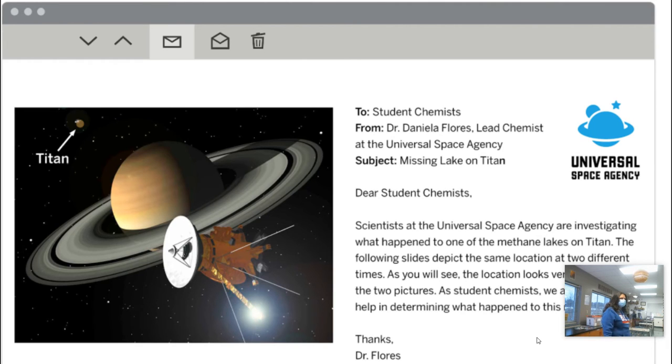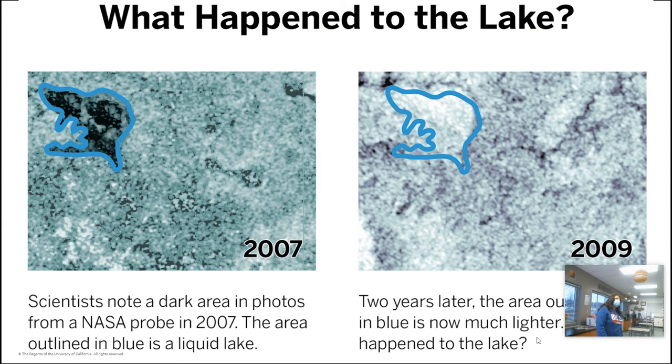We're done with earth science. And in this particular unit, we are talking about this moon over here next to Saturn. So we're talking about the moon of Saturn called Titan. And we have this satellite that's been orbiting Saturn, and it's been taking pictures of Titan. And when we look at the pictures of Titan between 2007 and 2009, we can see that that blue circled area was dark in 2007, and now in 2009, it's much lighter.